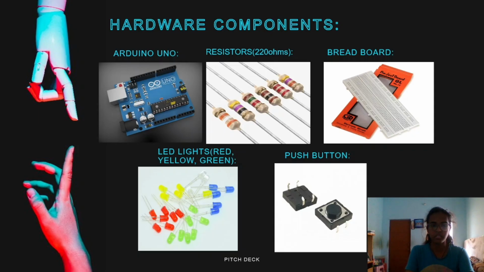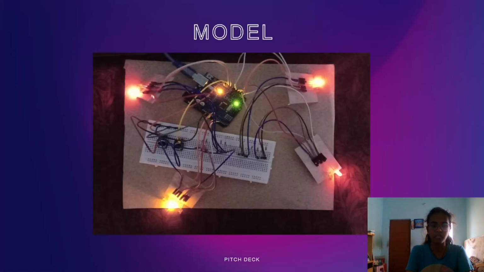Hello, now I shall explain the hardware used in our project. For this project we have used an Arduino Uno microcontroller, red, green, yellow LED bulbs for each traffic light, two push buttons to simulate the emergency vehicle and pedestrian events, a breadboard and resistors of 220 ohms to prevent overloading of the LEDs. This is a model of our project. I shall show the demonstration of this project.